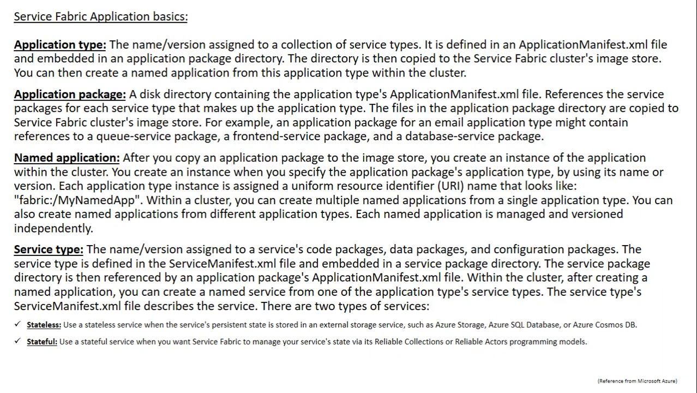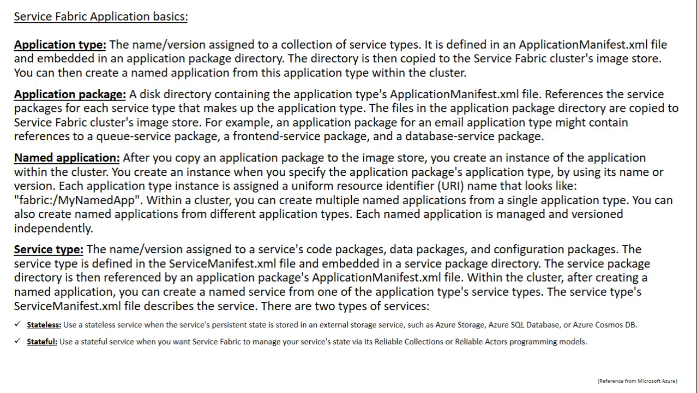For example, an application package for an email application type might contain references to a queue service package, a front-end service package, and a database service package. Named application: after you copy an application package to the image store, you create an instance of the application within a cluster. You create an instance when you specify the application package's application type by using its name and version. Each application type instance is assigned a uniform resource identifier URI name that looks like fabric:/MyNamedApp, or in our case in the last video, HelloWorld.